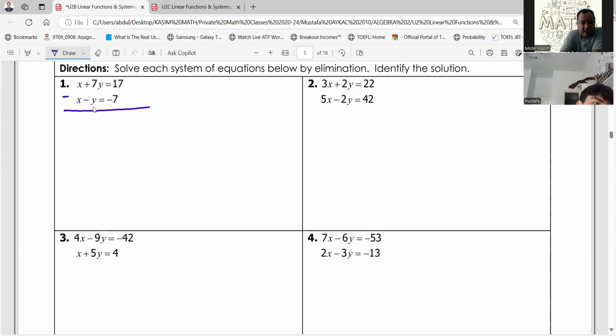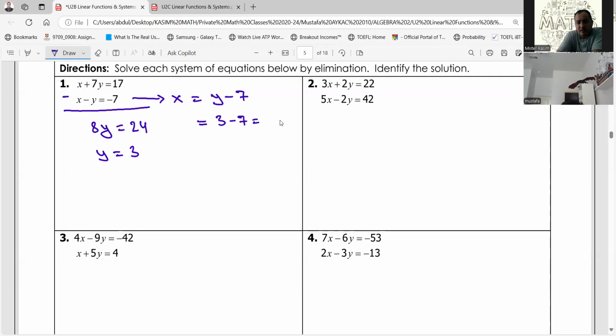7 minus negative 1, that is 8y. 17 minus negative 7, that is 24. In subtraction, you should be a bit careful, okay? So y is equal to 3. If y is equal to 3, I'm going to use this equation to find x. x is equal to y minus 7, right? So that's equal to, what is y? It is 3. 3 minus 7 is negative 4. So the solution to the system is, sorry, first we have to write x. Be careful. x is negative 4 and y is 3.